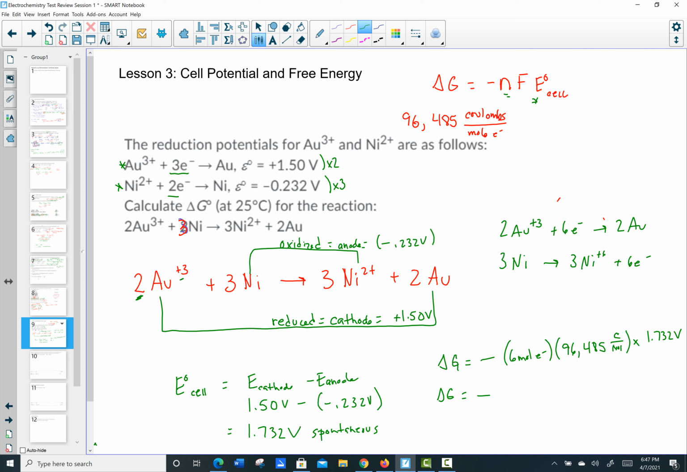When you hit these three numbers out on your calculator, 6 times Faraday's constant times 1.732, it's a very large number. Negative 1,002,672.12, but keep in mind that that comes out in joules. So divide by 1,000, just move the decimal 3 spots over, and you'll find negative 1002.7 kilojoules. You probably want to do 3 sig figs, so you'd probably see negative 1.00 times 10 to the 3rd kilojoules overall.